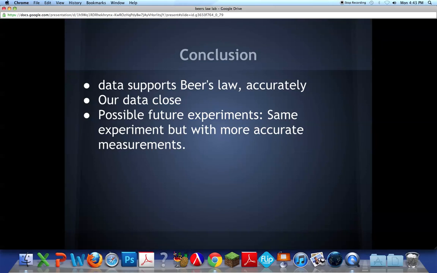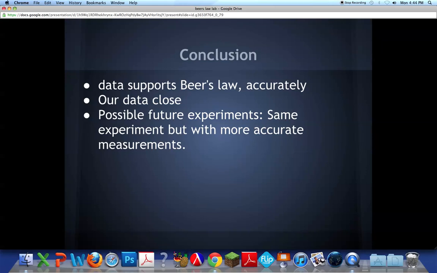So in conclusion, the data obviously supports Beer's law, and we know that because it's a law, but still it was quite nice to just be able to see it in real life and not just in the math or not just in the theory, and actually have it proven to yourself. And good, it's so nice.